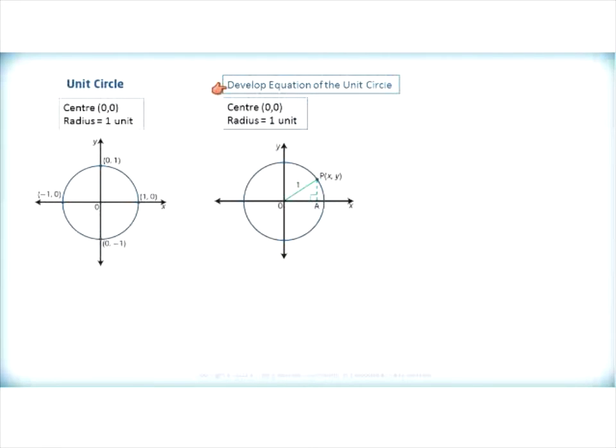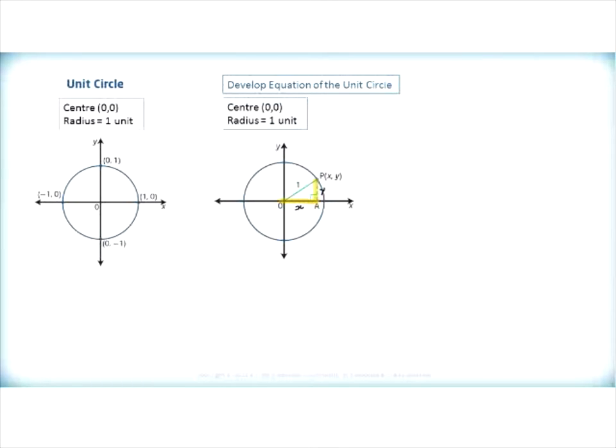If we want to develop the equation of the unit circle, we simply need to consider any point on the circle and represent that point as (x, y). Every single point on that circle can be represented using this equation. And we'll create the equation for you. So in other words, x is here, y is here. So the length of this line here is x, and the length of this line here is y.